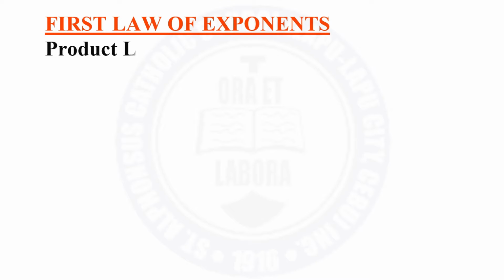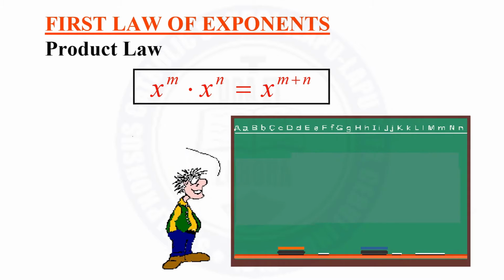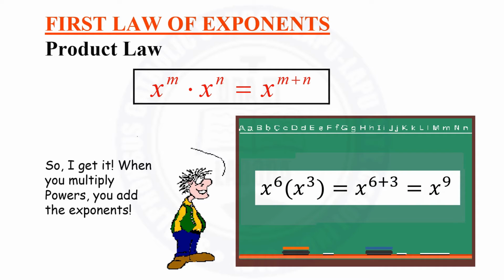Let us talk first about the first law of exponents, which is what we call the product law. In this law, we have x raised to m times x raised to n is equal to x raised to m plus n. So in other words, if we have this example, x raised to 6 times x cubed, since we have the same variable x, we will be adding their exponents 6 and 3. Therefore, the result is equal to x raised to 9.